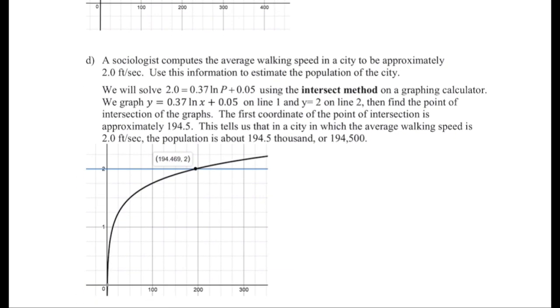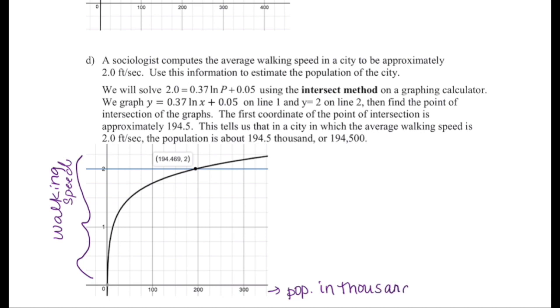So suppose that a sociologist computes that the average walking speed is approximately 2 feet per second. So our y values over here represent the walking speed, whereas our x values represent population in thousands. So suppose we found that the walking speed was 2 feet per second. Use this information to estimate the population.